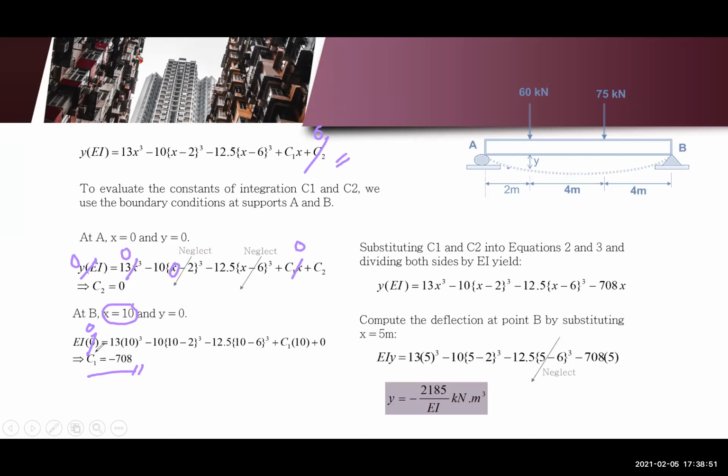And then substitute this value dito sa C1. So we will have your general equation. Ito na. And then the question is, what is the deflection at the midspan? Midspan is this point. X is equal to 5. So all you need to do is substitute 5 dito sa x. Kung mapapansin nyo, ito na 5, 5 minus 2, ito 5 minus 6, so negative 1. Neglect ulit to, so hindi nakasama tong part na to. Then, minus 708 times 5, so this will give you this answer.